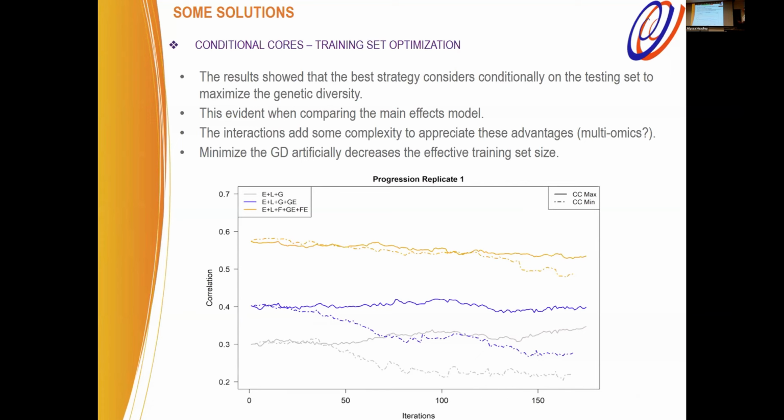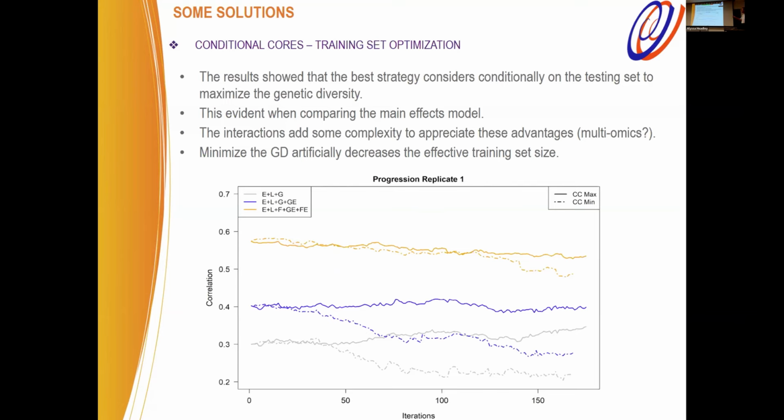So this is an iterative process: you have a random sample, then you start selecting one genotype in, you take one out, and then sequentially you minimize or maximize genetic diversity. So conditional genetic diversity. So we can track the performance of the model as we include or exclude genotypes.